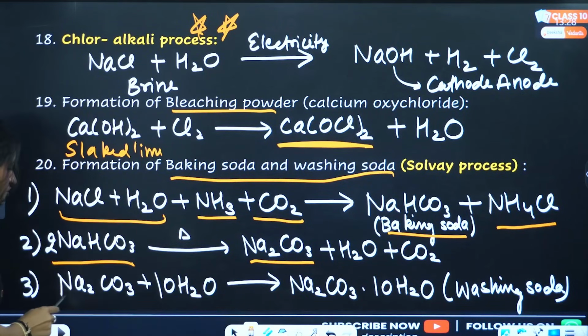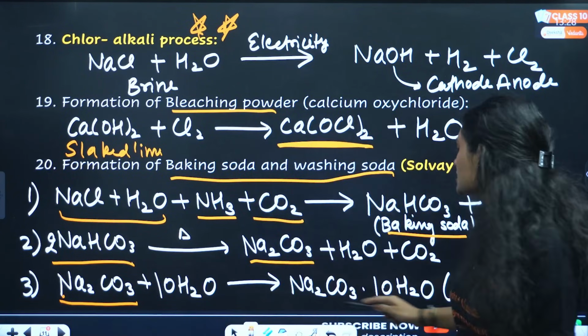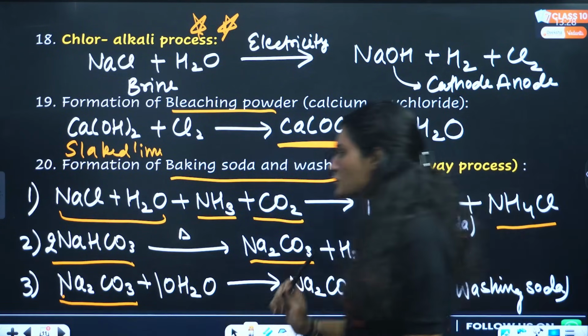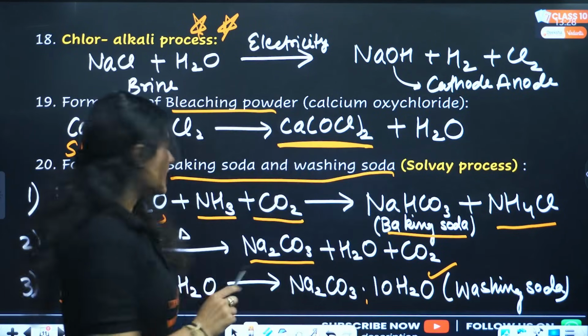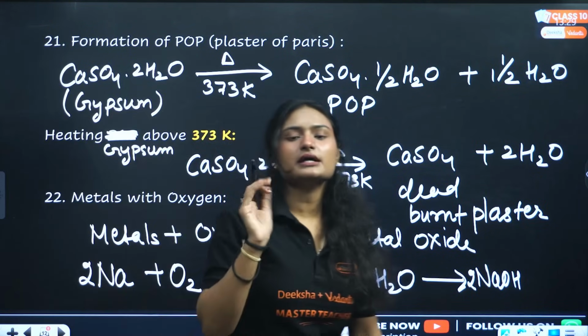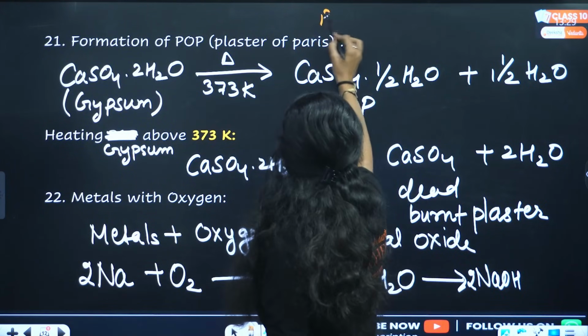Now, if we add 10 water of crystallization to sodium carbonate, we get washing soda, which is Na2CO3.10H2O. This is washing soda. It is very important. Now, other thing is there, we have baking powder, right? What is baking powder? It is a mixture of baking soda and any edible acid. So baking soda plus any edible acid.